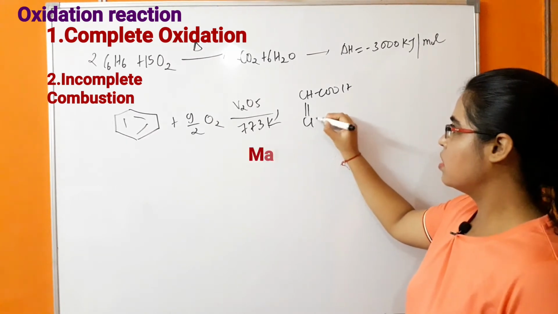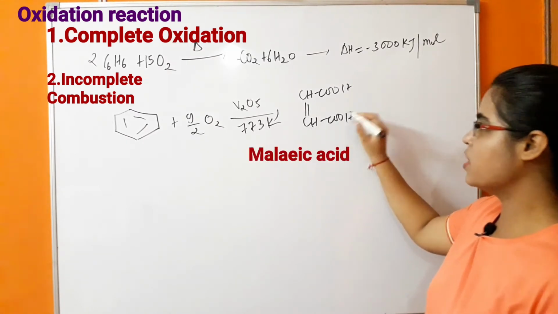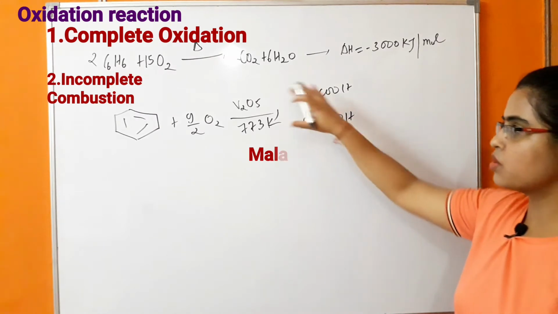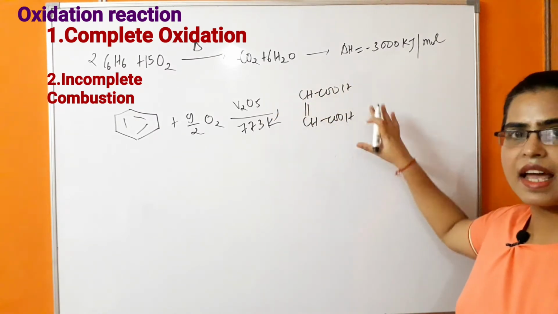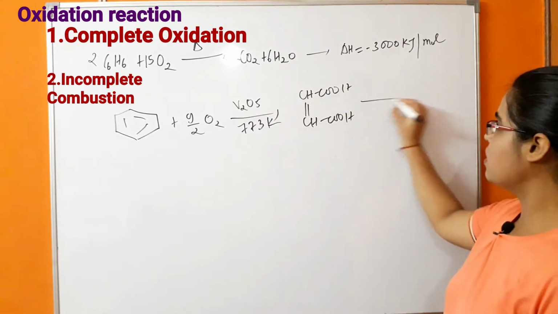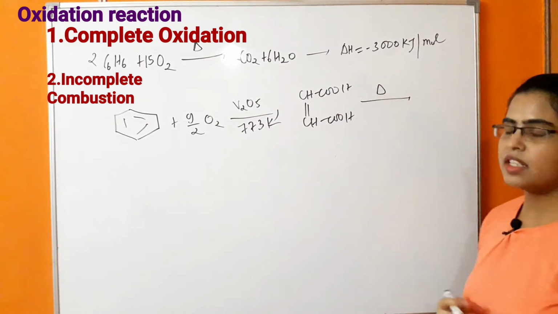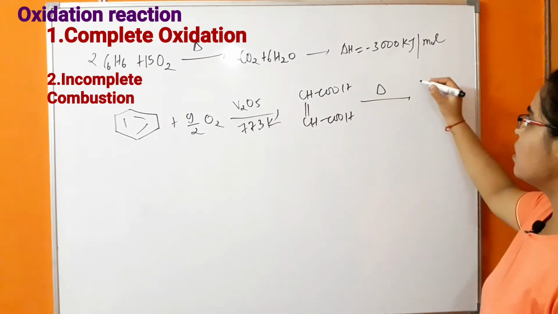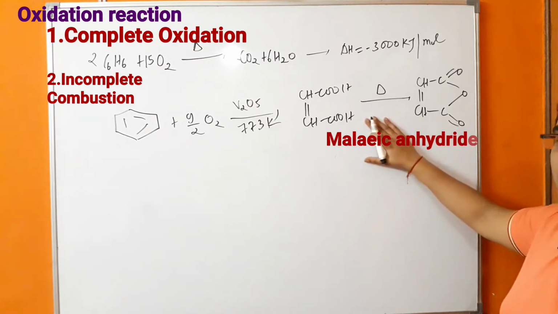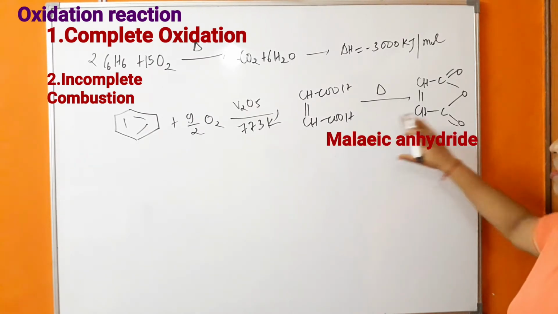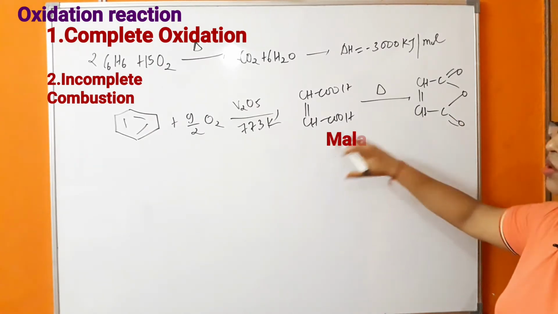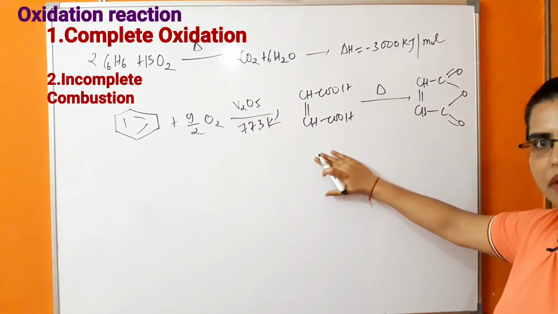CHCOOH. This is maleic acid. So there is formation of maleic acid, and further on heating, this maleic acid will give maleic anhydride. So this reaction is an example of incomplete combustion.